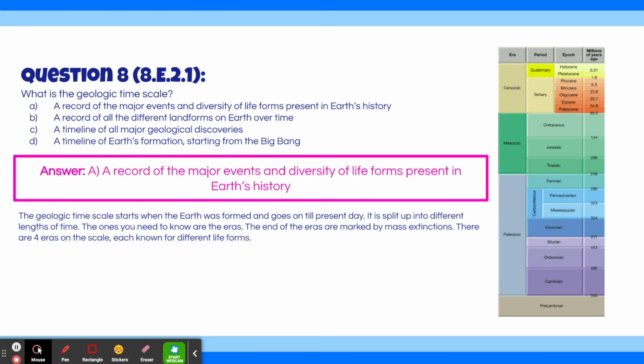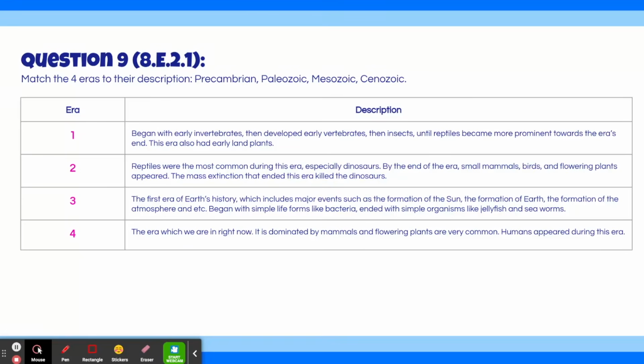The geologic timescale starts when the Earth was formed and goes on till present day. It is split up into different lengths of time. The ones you need to know are the eras. The end of the eras are marked by mass extinctions. There are 4 eras on the scale, each known for different life forms. Last question. Question 9. Match the 4 eras to their description: Precambrian, Paleozoic, Mesozoic, and Cenozoic.